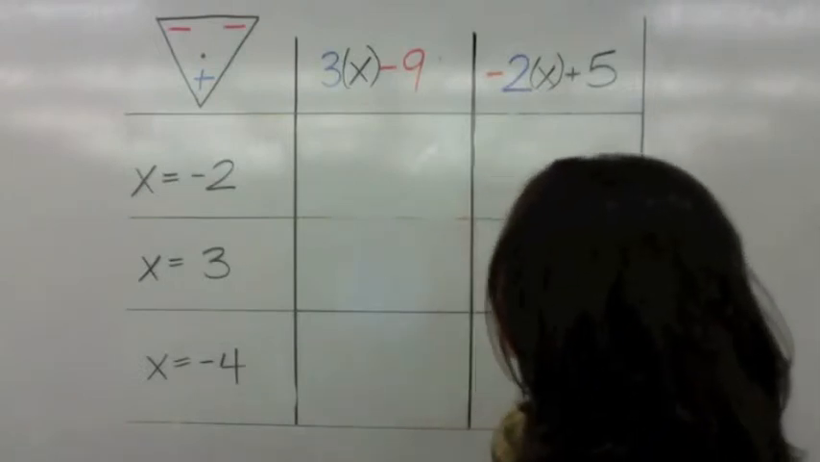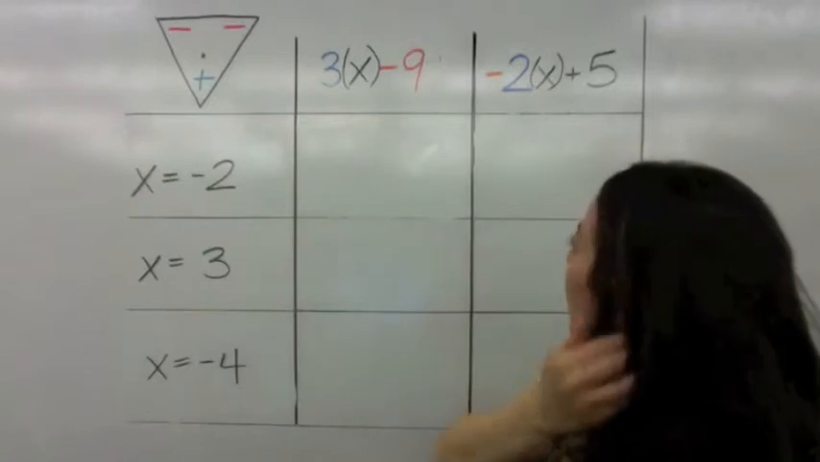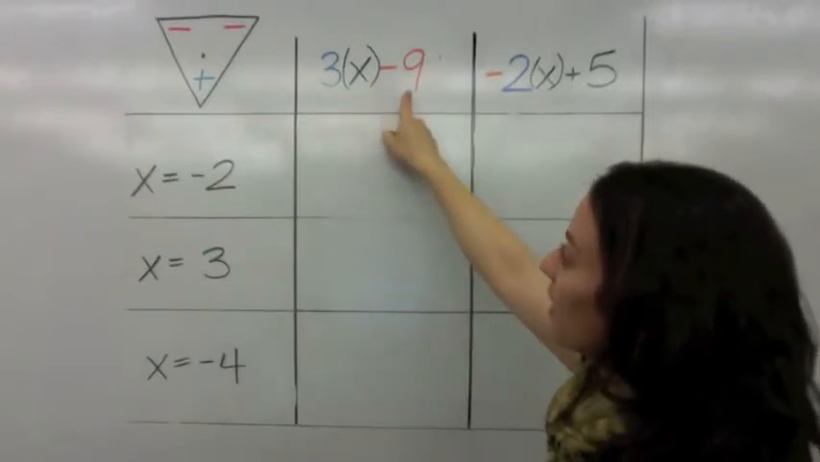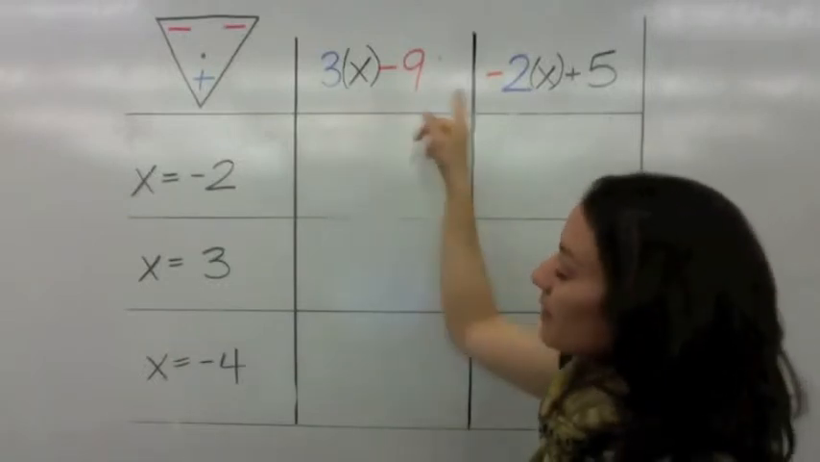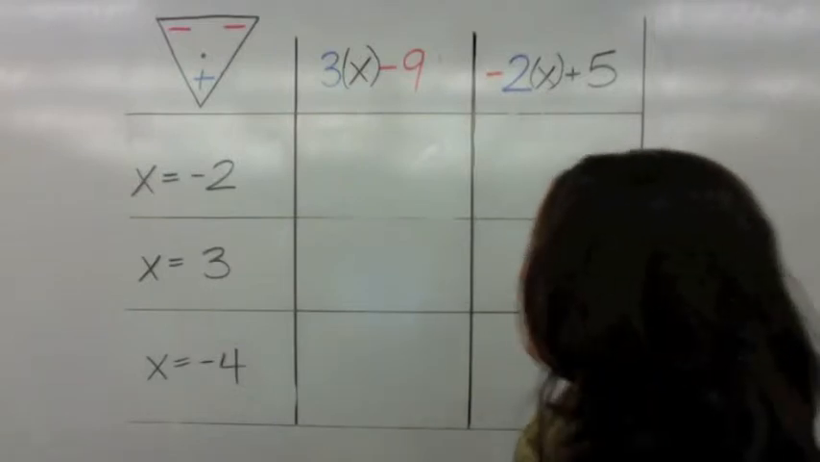Okay, so let's go ahead and start. We're going to plug in these values for x. And the first expression, read it with me, is 3x minus 9. Read it again. 3x minus 9, or 3 times x, take away 9.